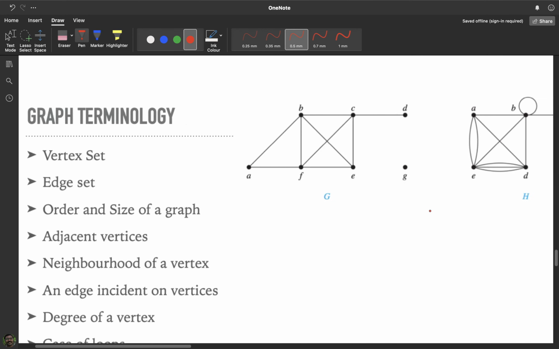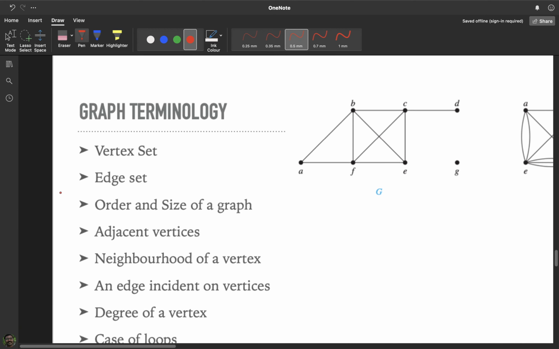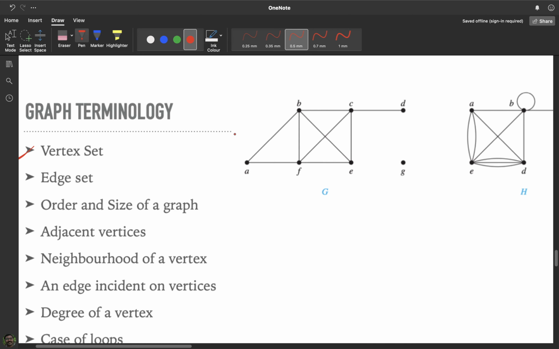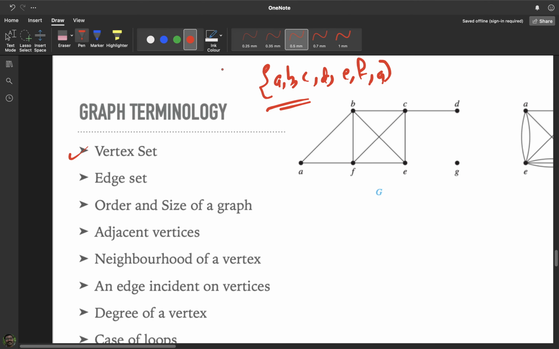Now let us look at some more terminology. I hope you understand what a vertex set is: the collection of all vertices. What is the vertex set of this graph? I can write it here: A, B, C, D, E, F, G. Now you can see that vertex G is not connected to any other vertex, so this vertex is called an isolated vertex. An isolated vertex is a vertex which is not connected to any other vertices. I will come to that later; I'm just telling you what an isolated vertex is.